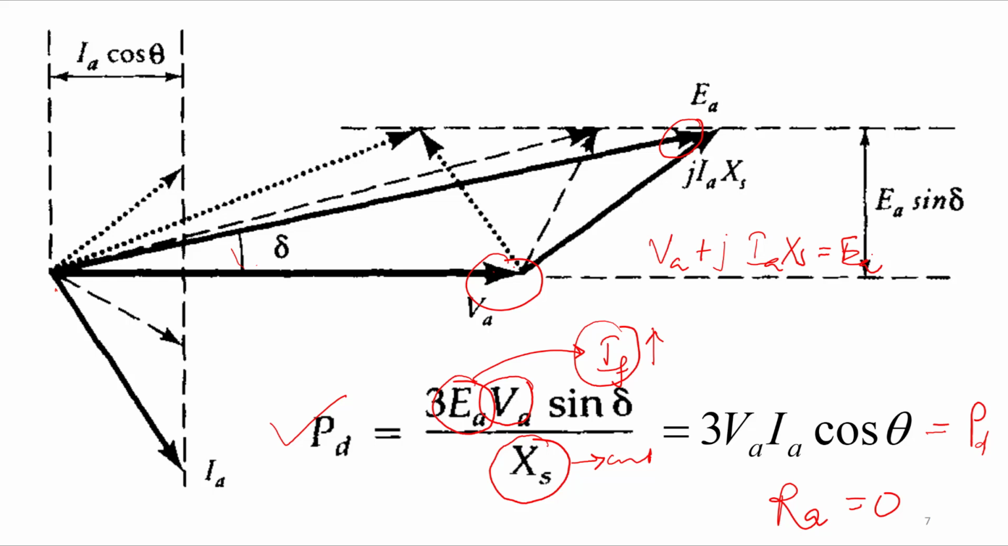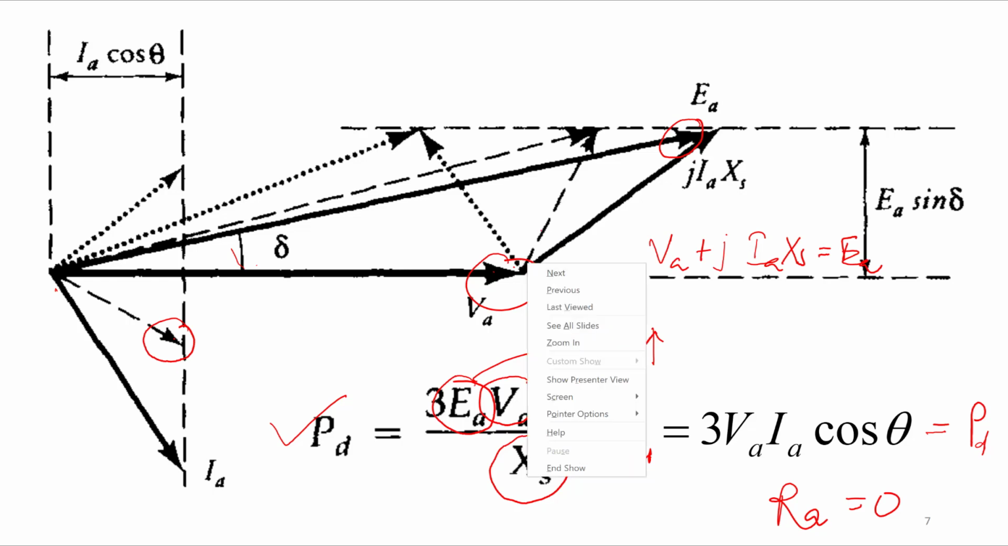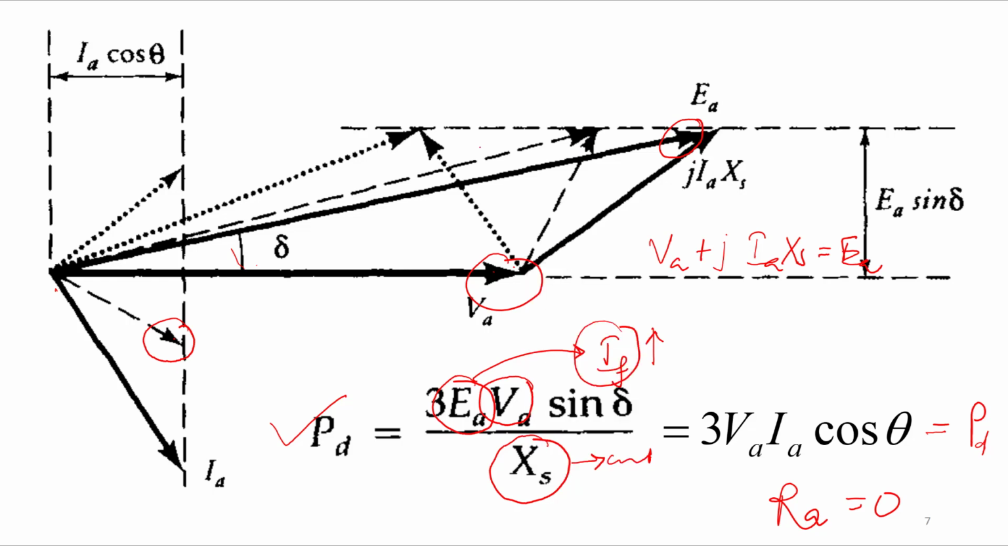Now suppose your field current is varied and your IA has changed, or the load is changed to this. Now the load current is changed to this, then your JF IA XS will be here and EA will be here. So EA will also vary simultaneously as you change the field current.